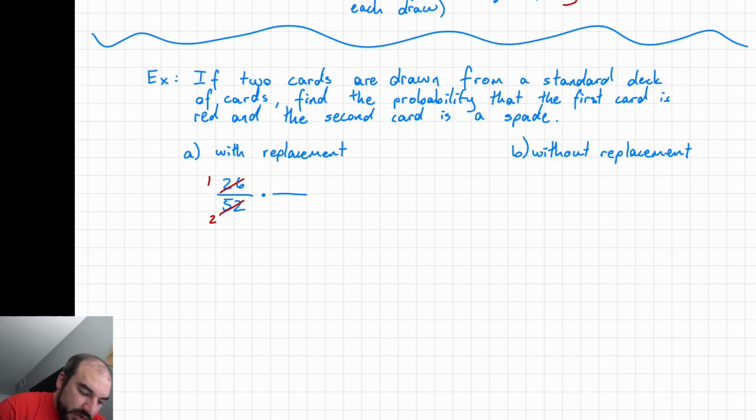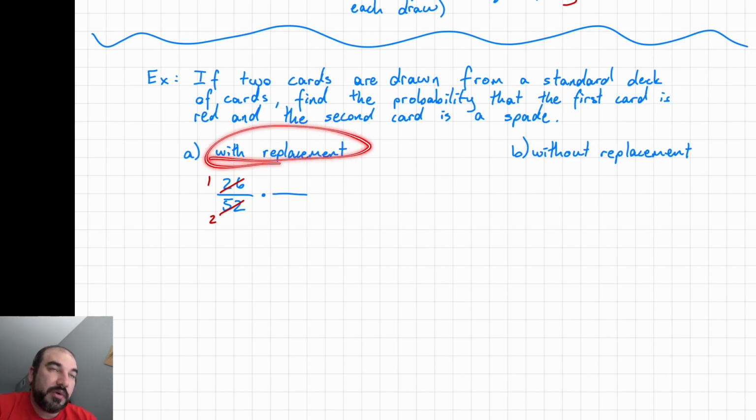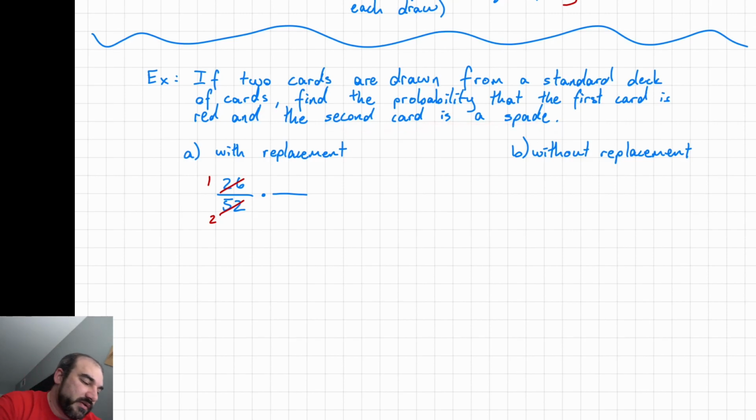Times, for the second card, since we're doing a with replacement example here, we're putting that first card back into the deck. Right, whatever it was, a red card, we're assuming, but we're going to put it back into the deck, and we're going to draw a second card, and we're going to write the probability that the second card is a spade. So what's the probability that the second card is a spade?